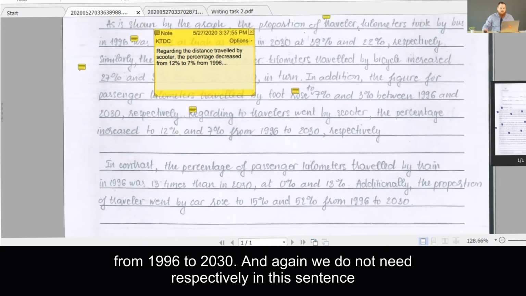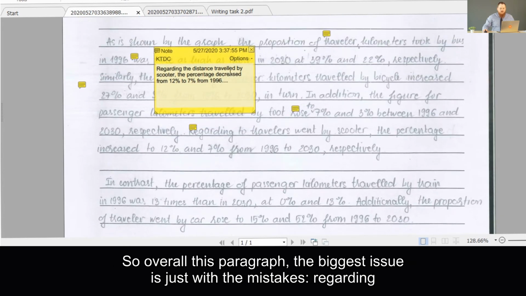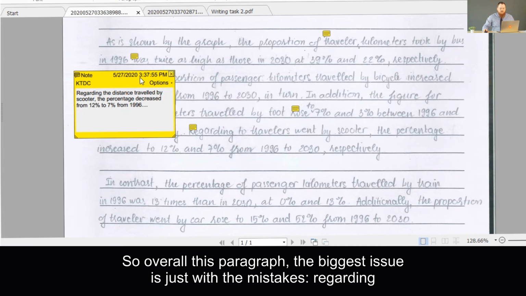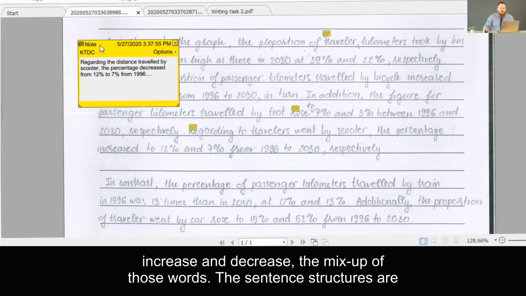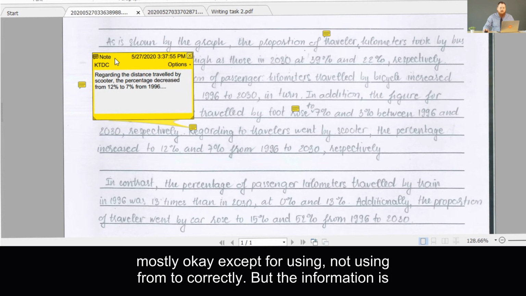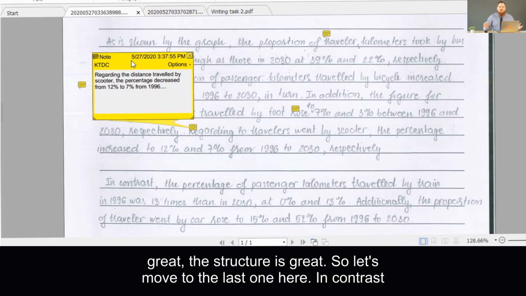All right. So overall, this paragraph, the biggest issue is just with the mistakes regarding increase and decrease, the mix-up of those words. The sentence structures are mostly okay, except for not using "from... to" correctly. But the information is great, the structure is great. So let's move to the last one here.